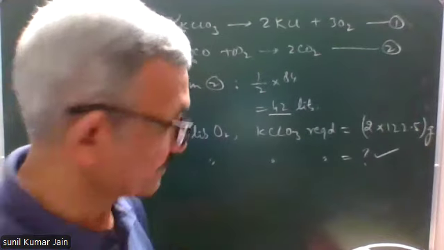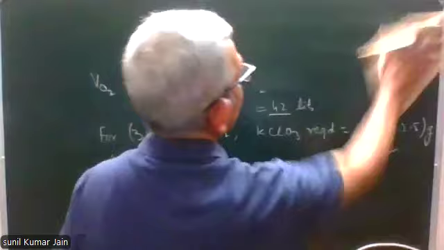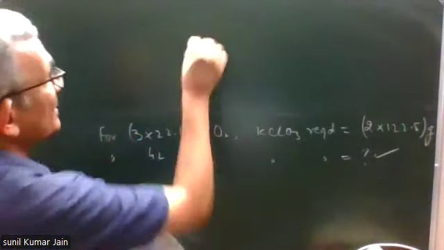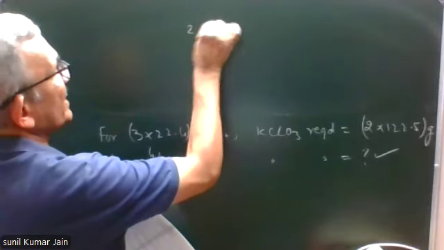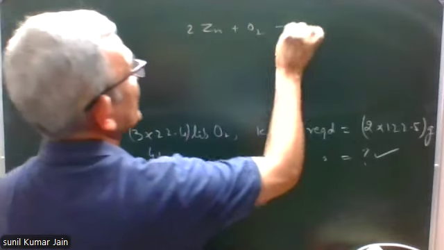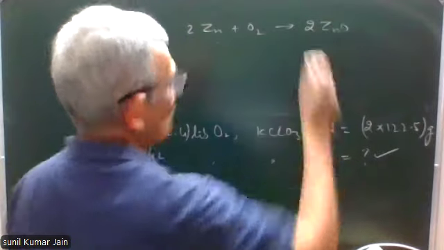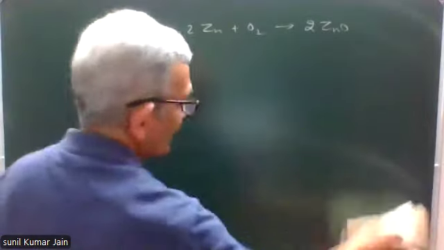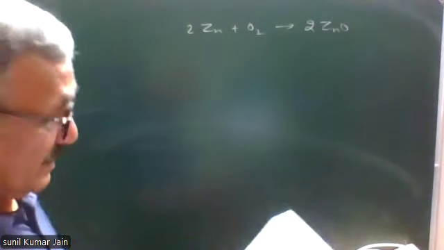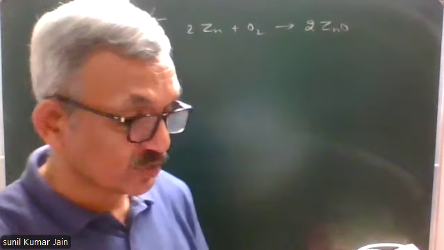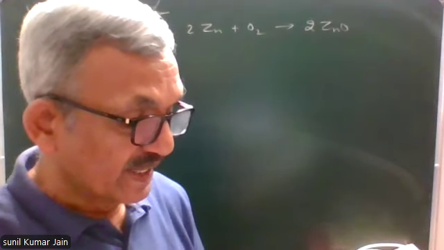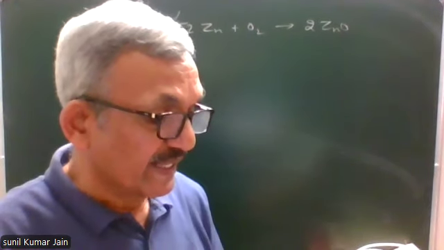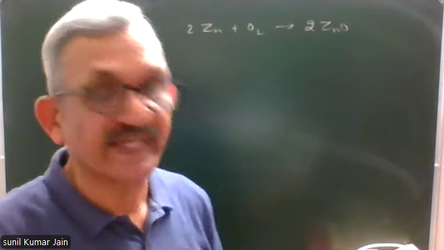Now, last numerical. 2 zinc plus oxygen gives 2 zinc oxide. This is the equation. 262 grams of zinc gave 241.24 grams of zinc oxide on ignition. Calculate the percentage yield of the reaction.